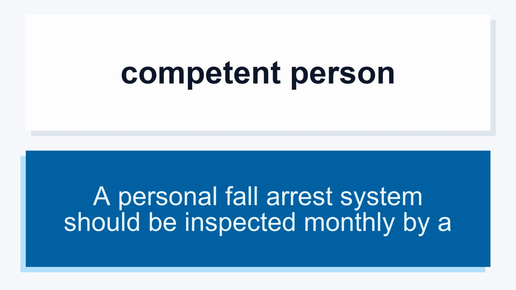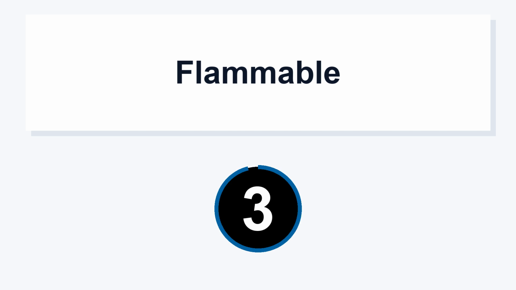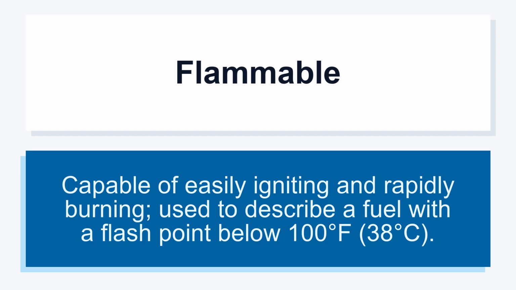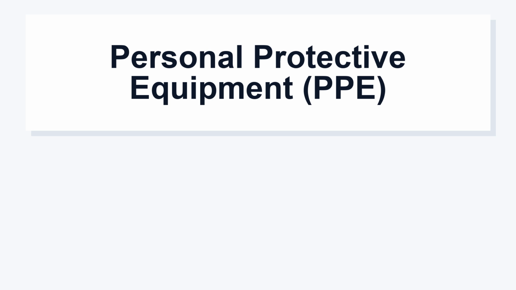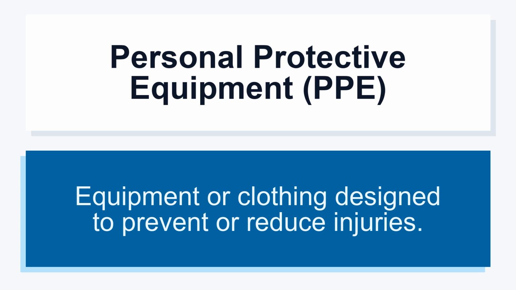A personal fall arrest system should be inspected monthly by a competent person. Flammable: capable of easily igniting and rapidly burning, used to describe a fuel with a flash point below 100 degrees Fahrenheit, 38 degrees Celsius. Personal protective equipment, PPE: equipment or clothing designed to prevent or reduce injuries.